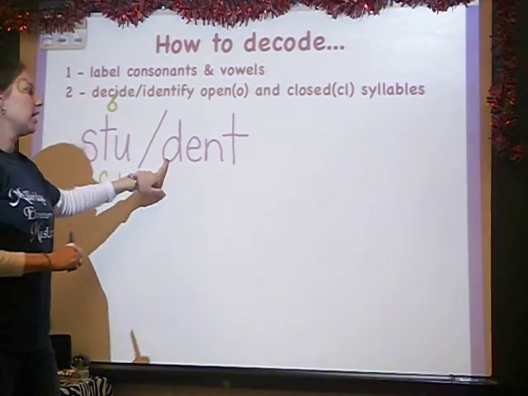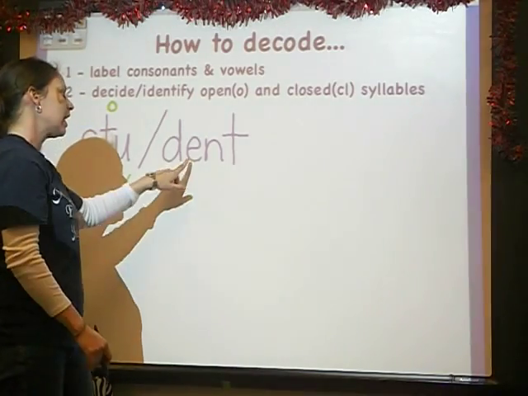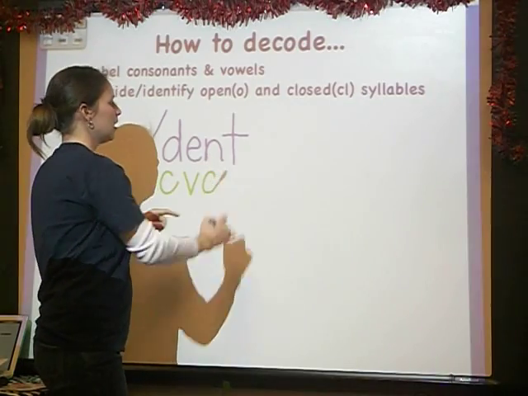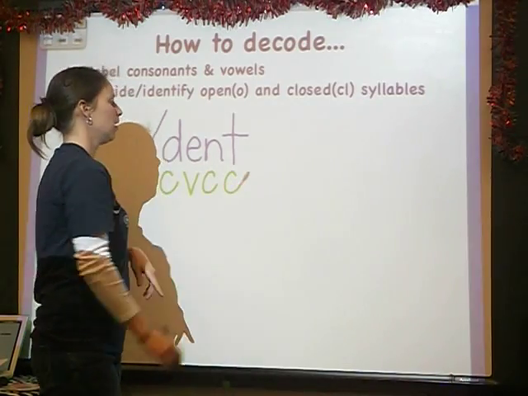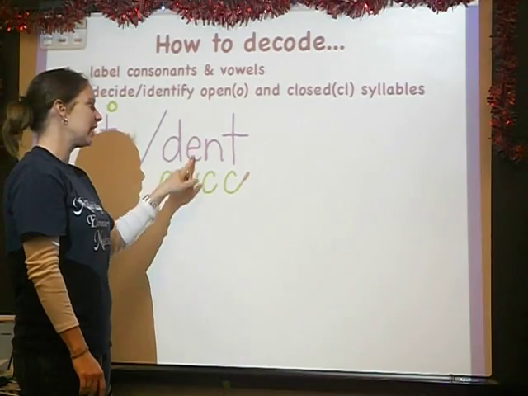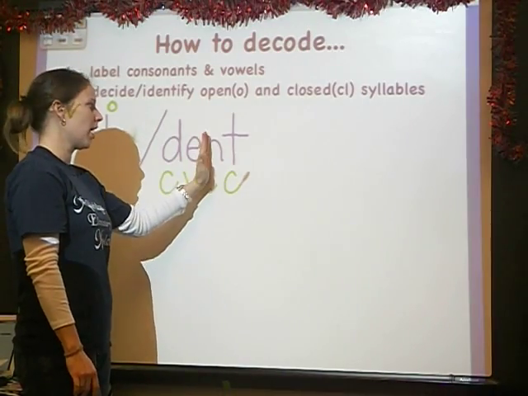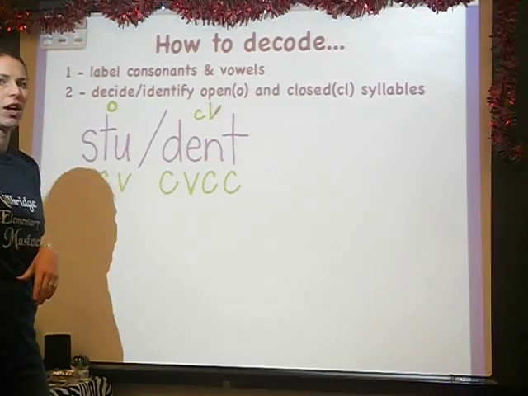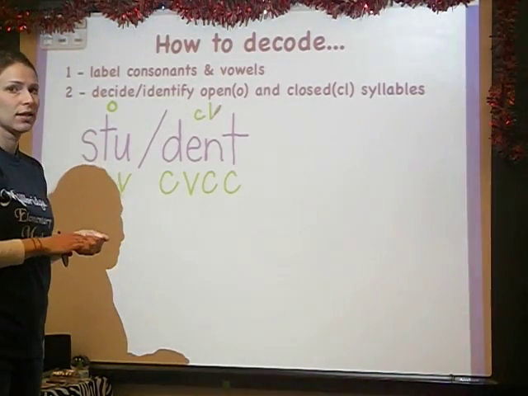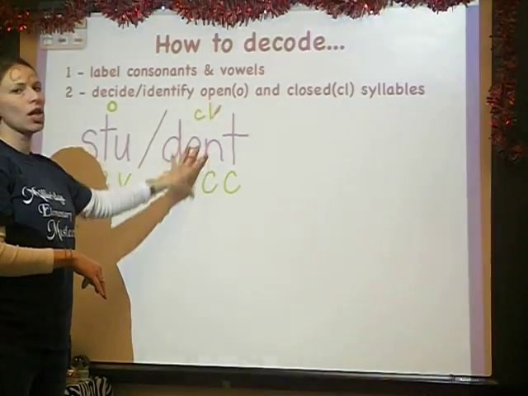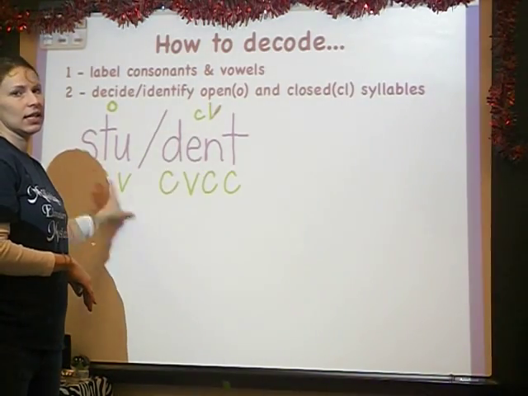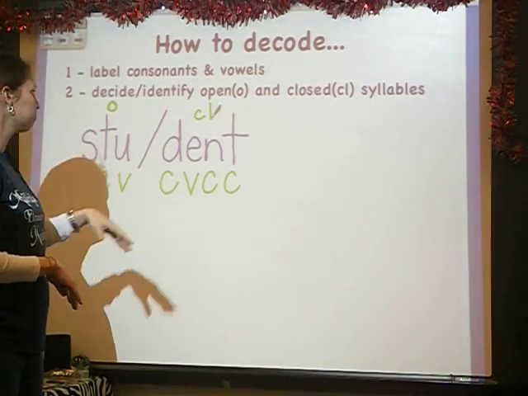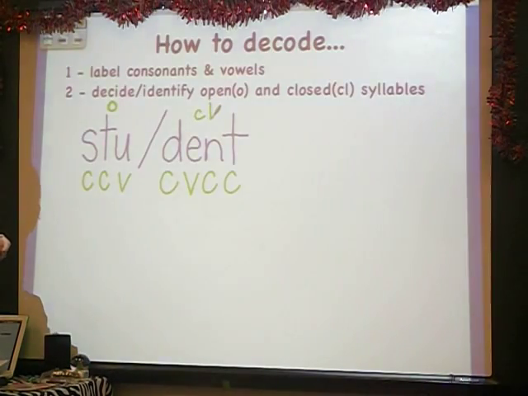Okay? Let's look at the second syllable. Dent. D is a consonant. E is a vowel. N is a consonant. And T is a consonant. My vowel in this syllable is the E, and it is closed in by that N. So that means that this syllable is closed. So here you can see one word, student, has both open and closed syllables in it. This is the outcome that we want your child to realize whenever we are working with our words this week. Let's do another example.